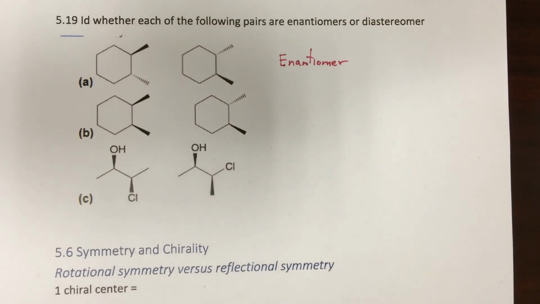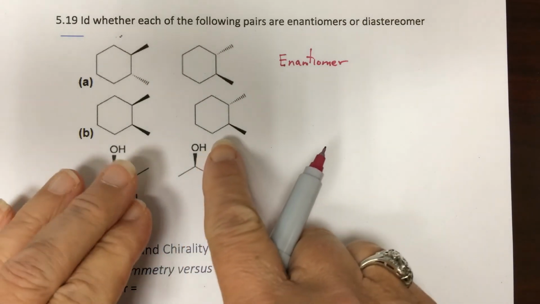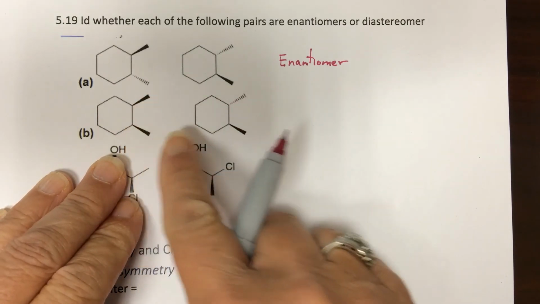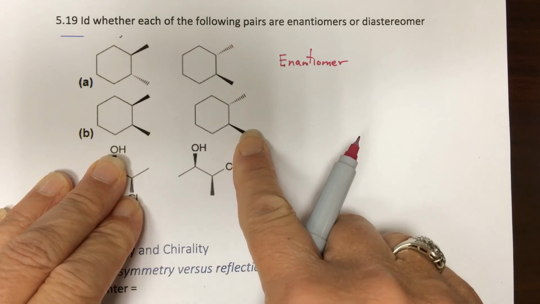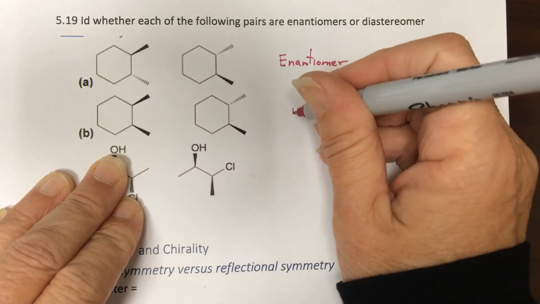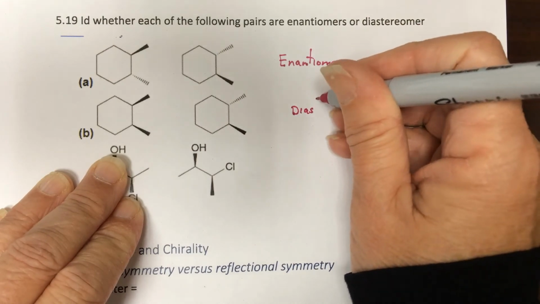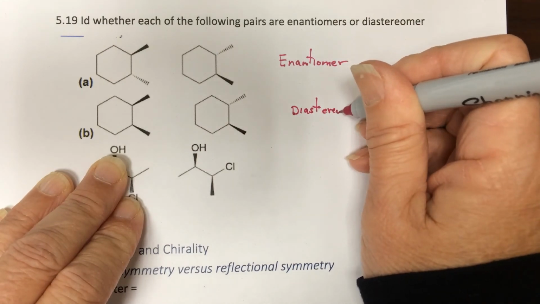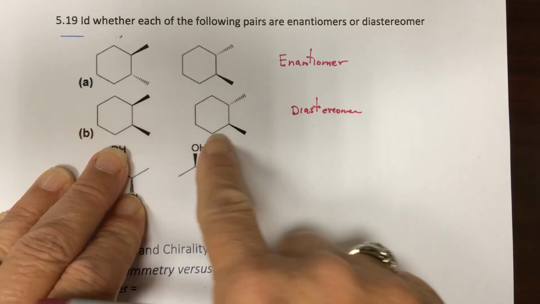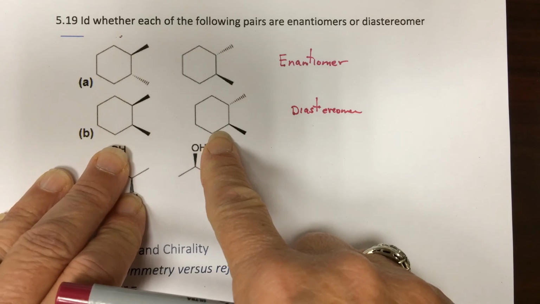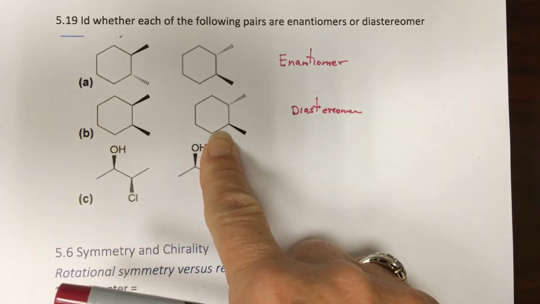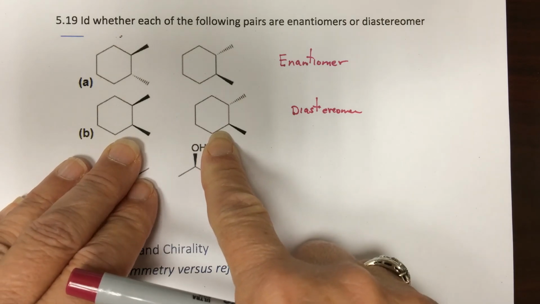Look at the next one. Okay, if this was going to be an enantiomer, these are both up, these would both have to be down. That didn't happen here. So this is a diastereomer. They're related, they have the same formula and the same connectivity, but they are not mirror images of each other. And they're not the same molecule either. They're different.